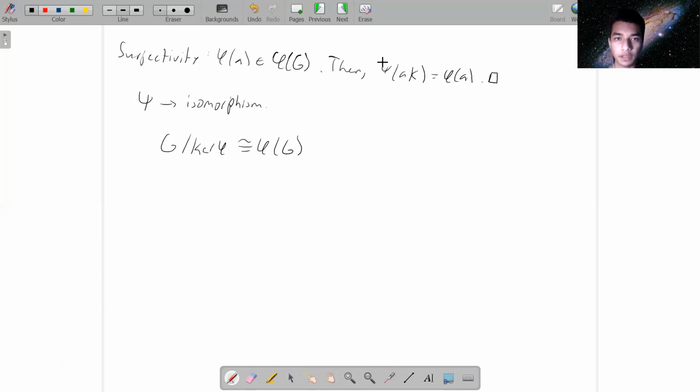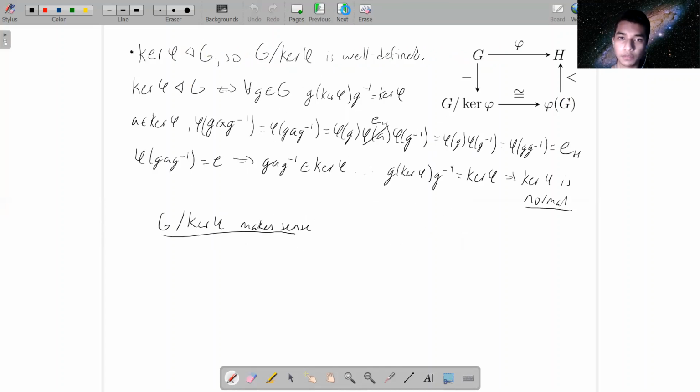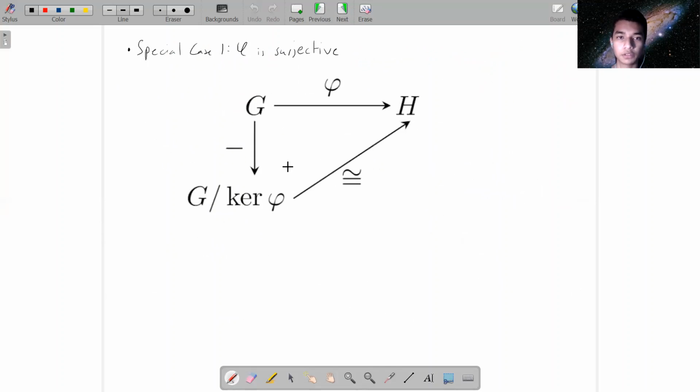All right, there are two special cases that we can analyze. If you see our first isomorphism theorem, you see the commutative diagram looks like a rectangle. However, this rectangle can be simplified when phi is either surjective or injective. If phi is both, then phi is an isomorphism, and there's not much to analyze. It's just telling us G is isomorphic to H. But just surjective or just injective gives interesting results. So let's start with what happens if phi is surjective, which is actually the most common application of the isomorphism theorem.